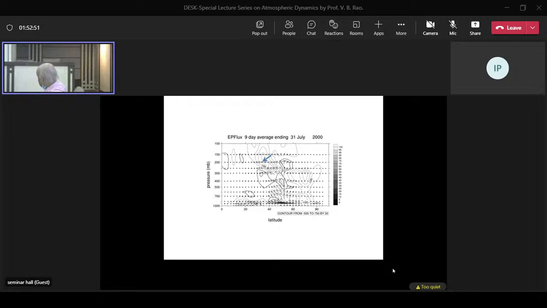And also in this case, dou u bar by dou t is another Eliassen-Palm relation. Dou u bar, the zonal wind, equals del dot E, the Eliassen-Palm vector. Whenever there is divergence of the Eliassen-Palm vector, the zonal wind becomes weak. There's a lot of theory behind it. I don't want to go into detail.